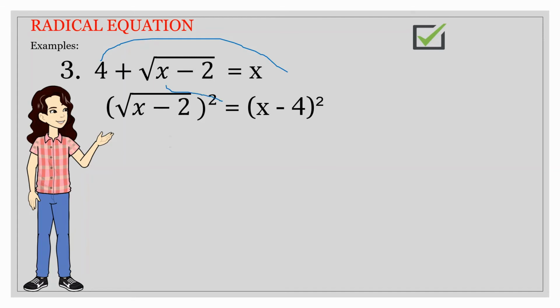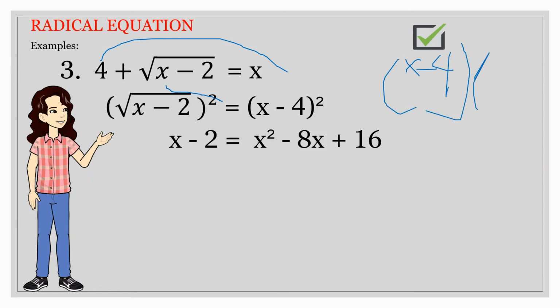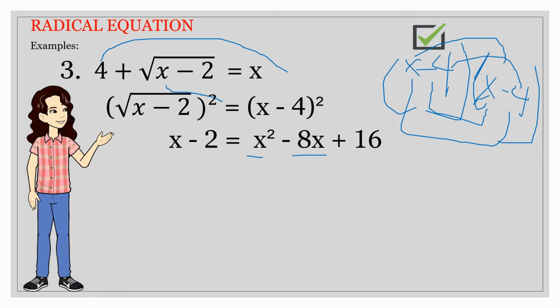So it becomes x minus 2 is equal to multiplying x minus 4 times x minus 4. So x minus 4 quantity squared means x minus 4 twice, then multiplying by x minus 4. Then x times x is x squared. Then negative 4x plus negative 4x is negative 8x. And negative 4 times negative 4 is positive 16.